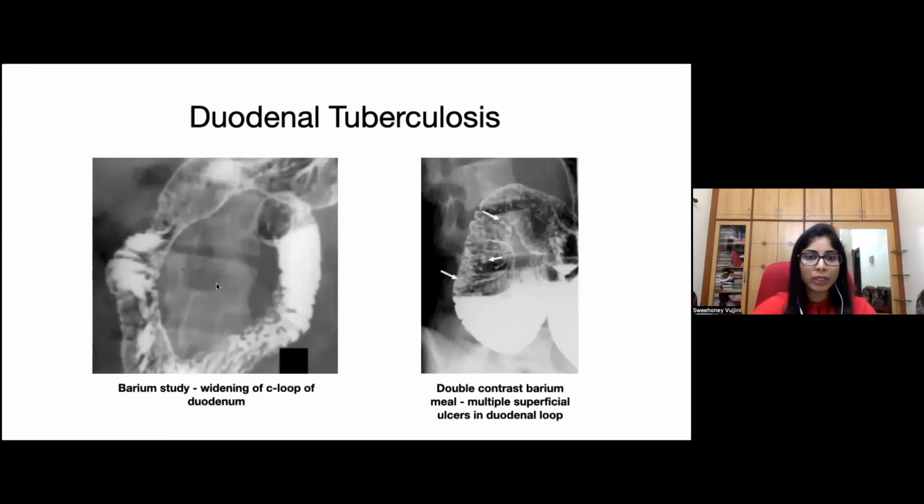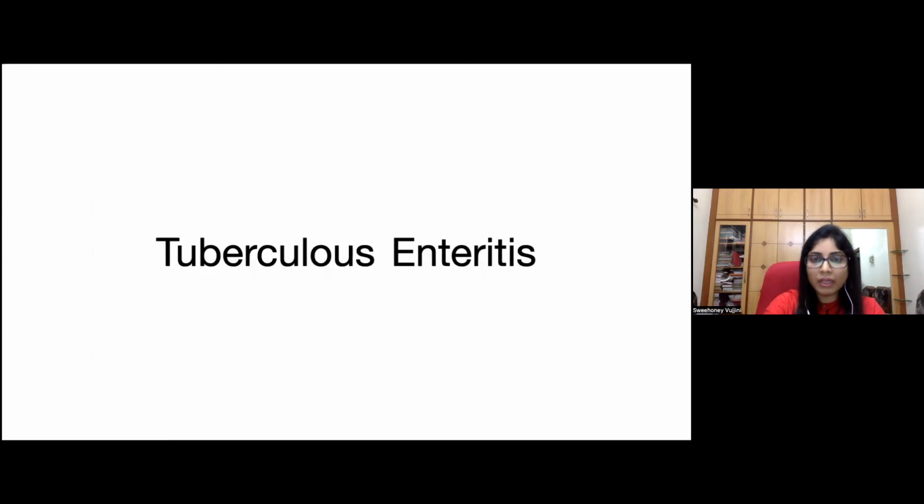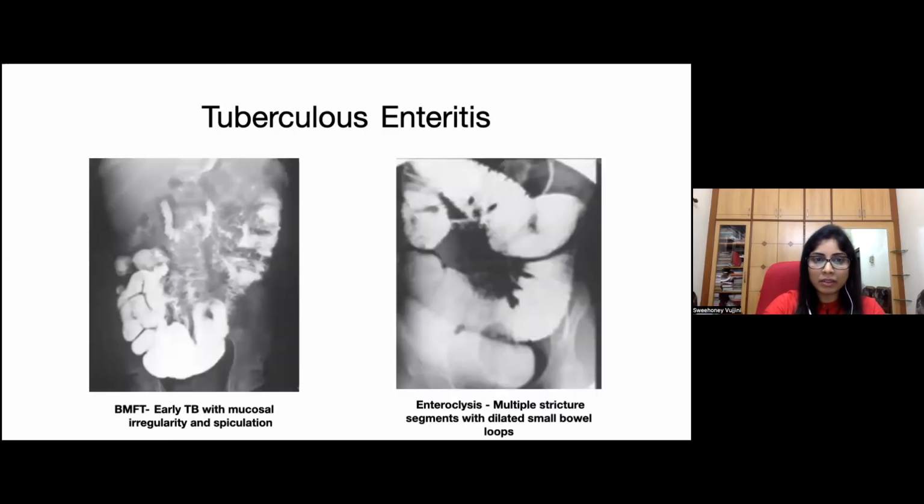Barium study image showing widening of C loop of the duodenum. This is a double contrast barium meal showing multiple superficial ulcers in the duodenal loop. Next is the tuberculous enteritis. This is a barium meal follow-through image showing early tuberculosis with mucosal irregularity and speculation.